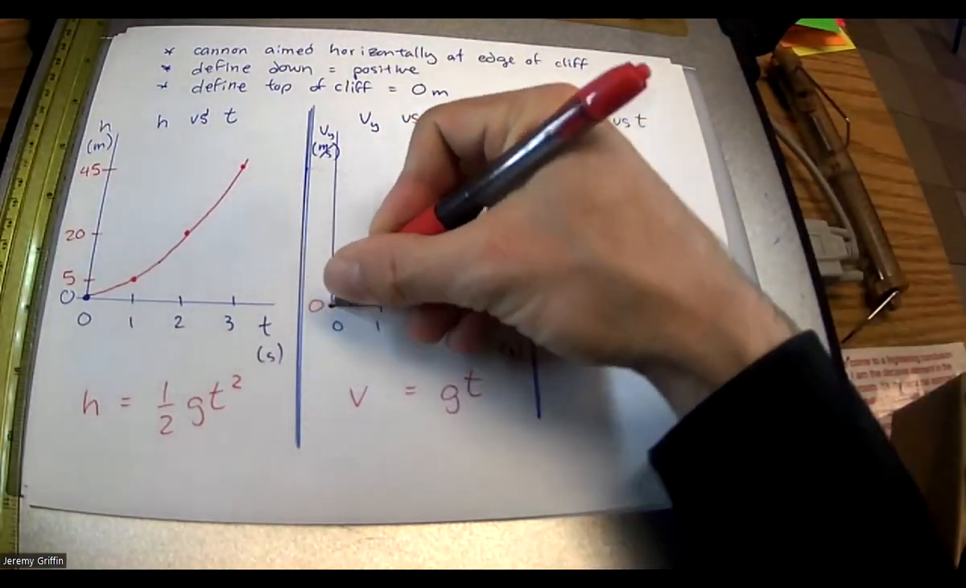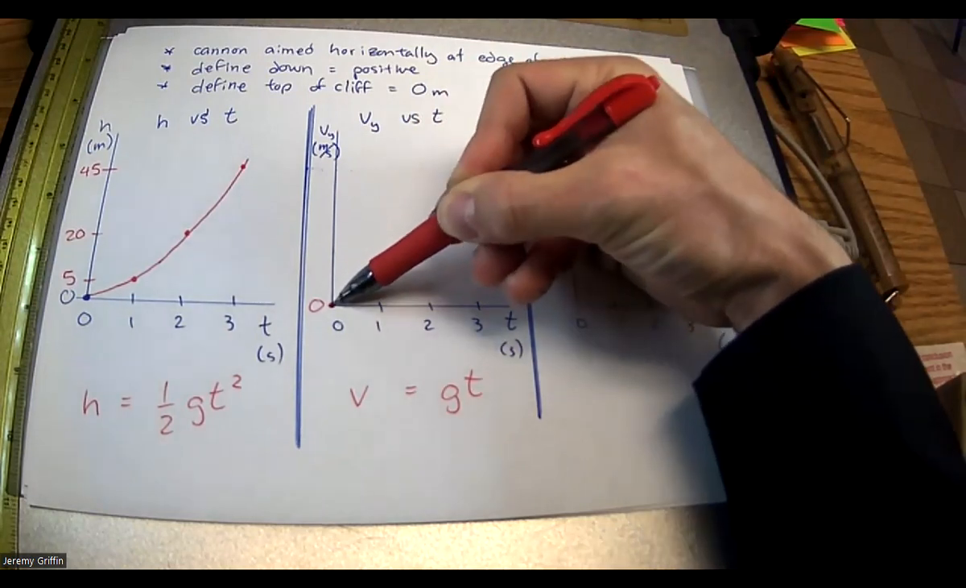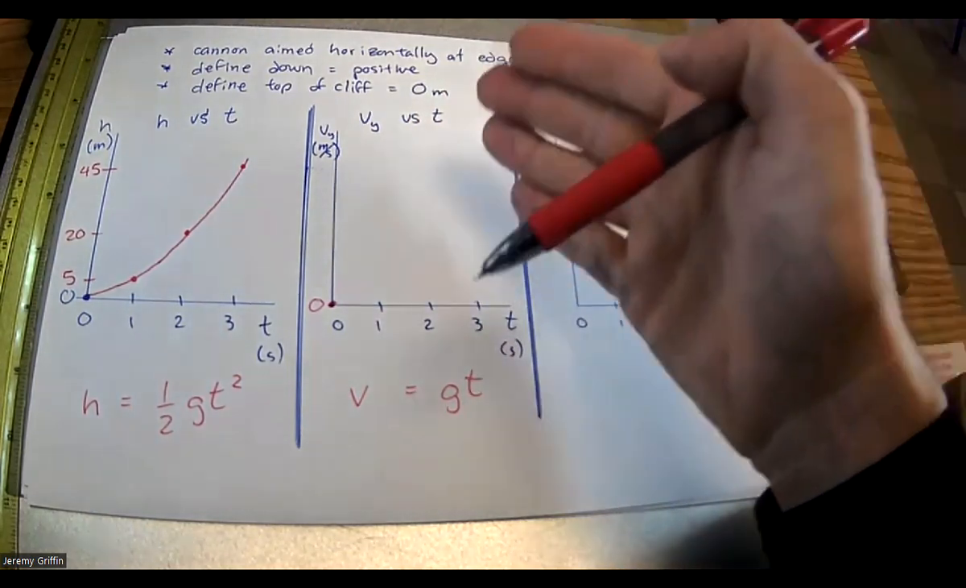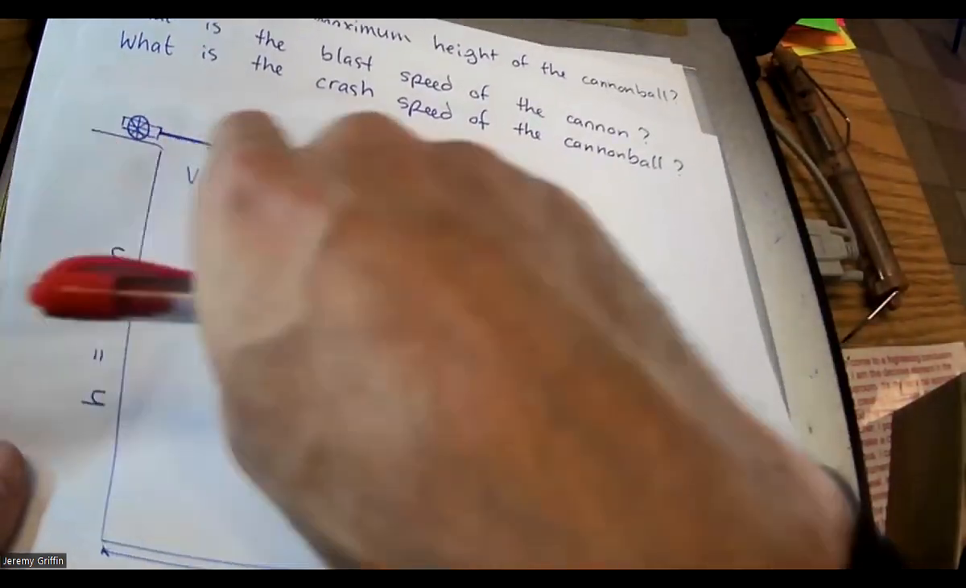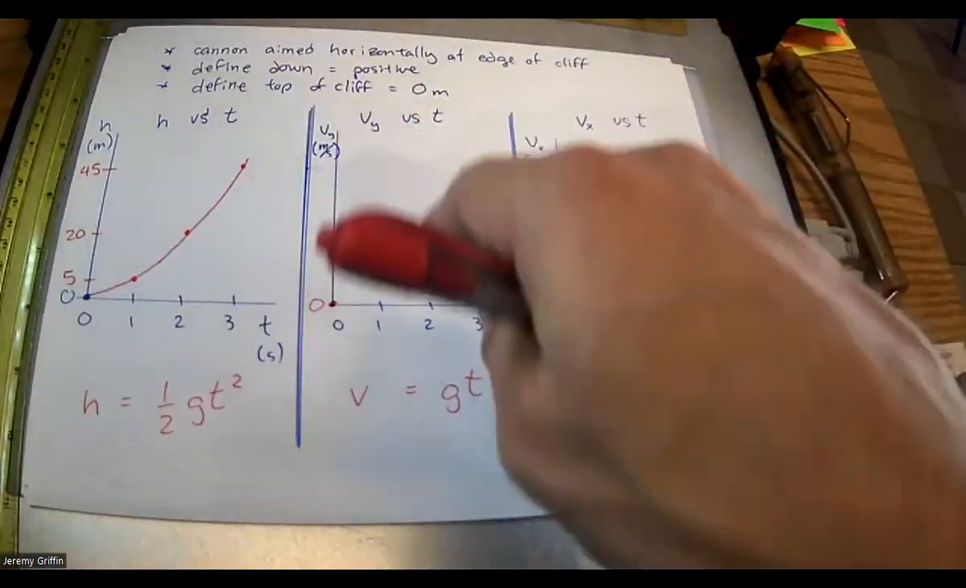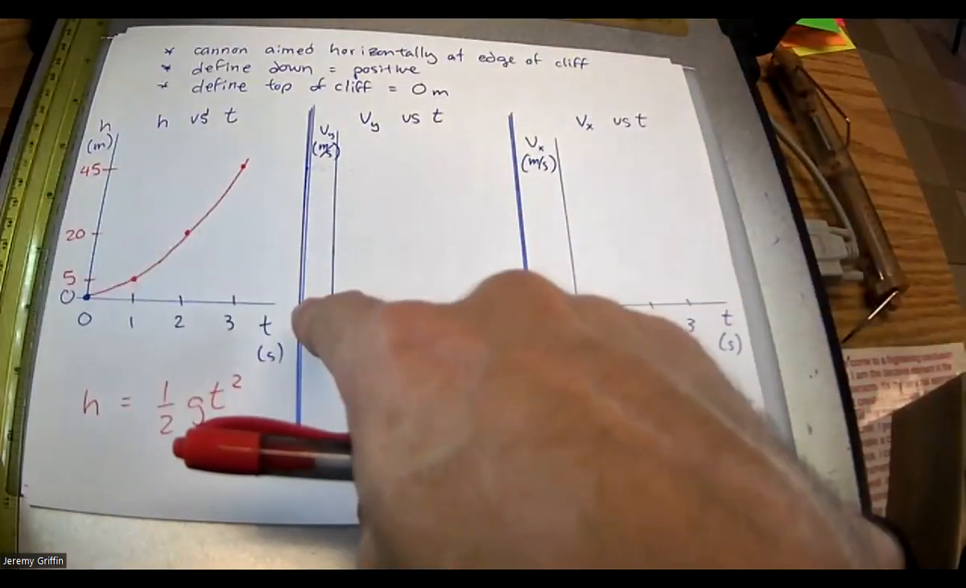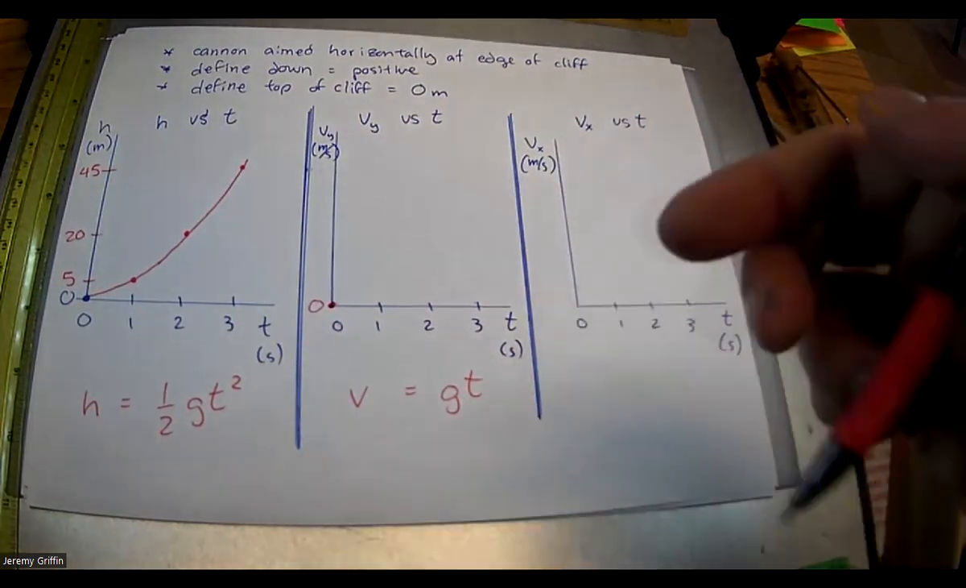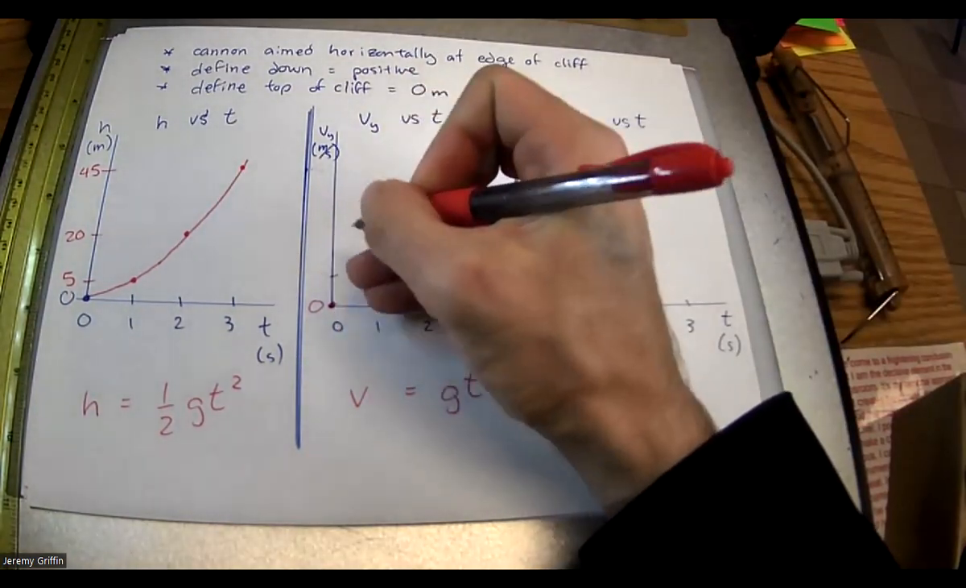So this point does exist on this graph at 0, 0. Okay, because we're looking at vertical. I don't care about how fast horizontally. All I care about is how fast is it going up and down, and that number is 0 leaving the cannon barrel. Okay, all right.